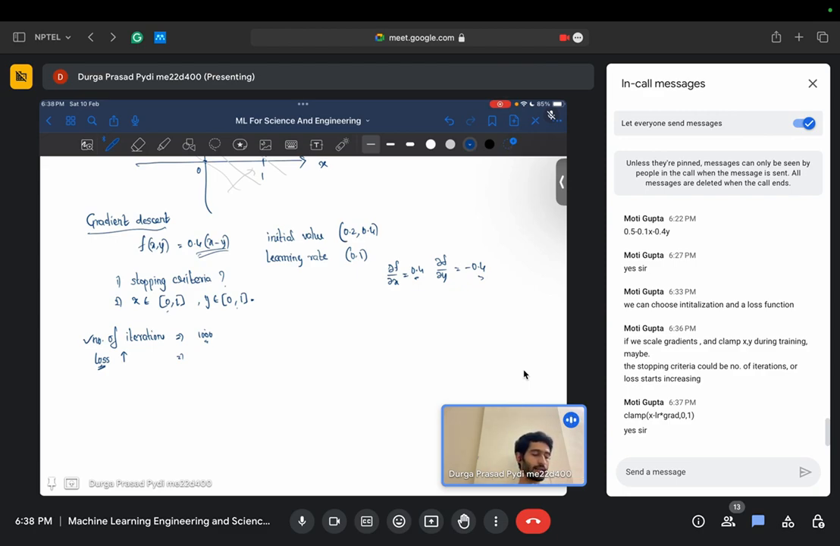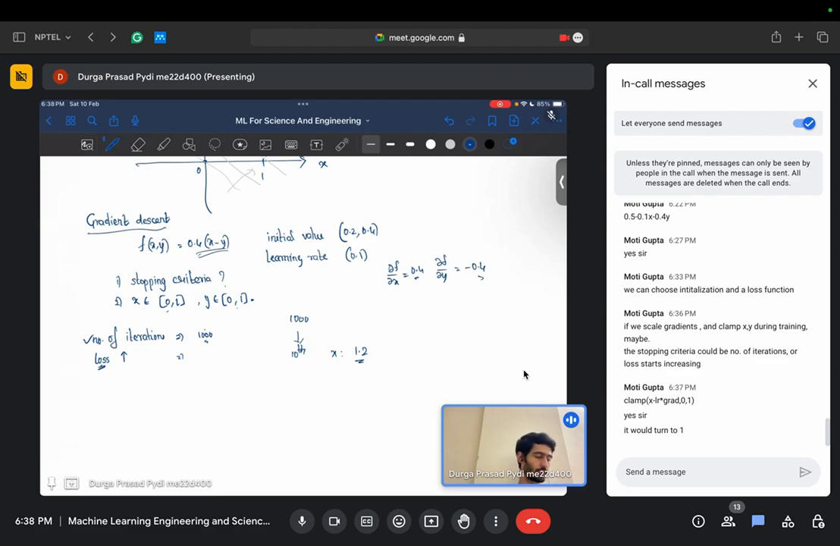Say suppose I have fixed 1000 iterations, and at the 10th iteration I got the x value as say 1.2. So what will I do now? What will I take the value of x for the next iteration? Okay, you will just take it to the boundary 1. So if it is less than 0, then you will just keep it at boundary 0.